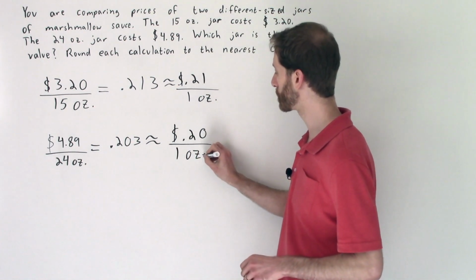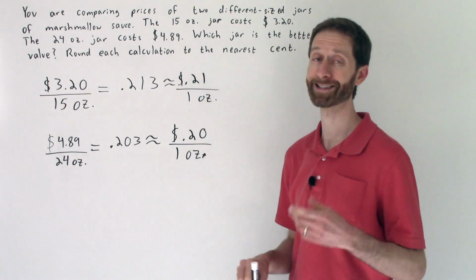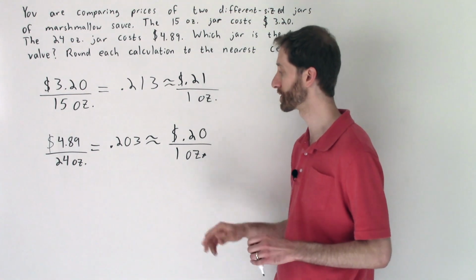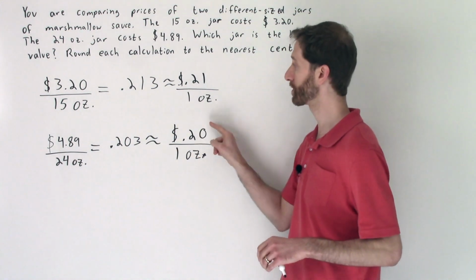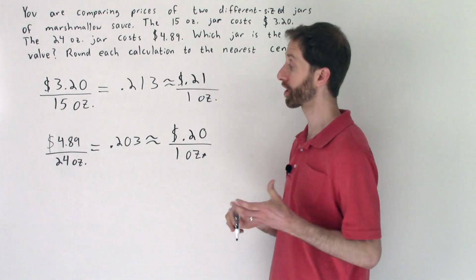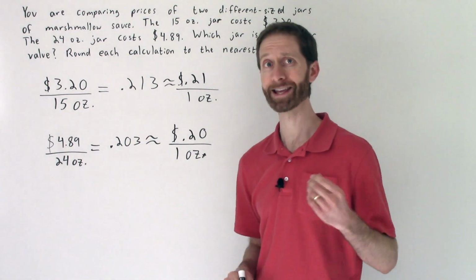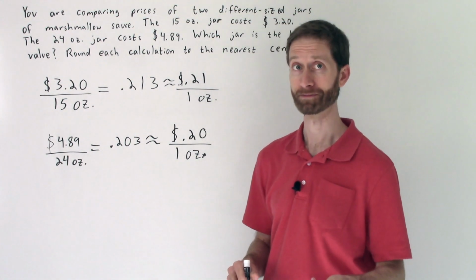So if we compare the two values that we got here, the 21 cents per ounce and the 20 cents per ounce, it is clear that this amount is less per ounce than this amount. So the 24-ounce jar is the better value.